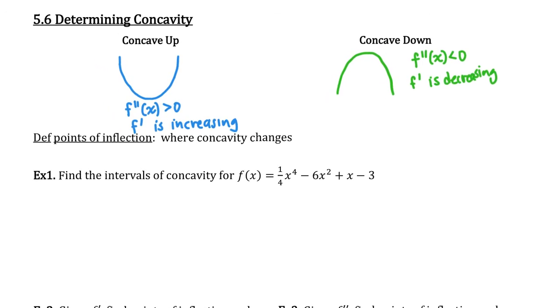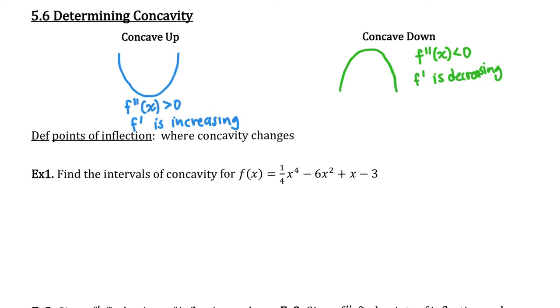Okay, we're going to try to find the points of inflection. Points of inflection are where the concavity is changing. So let me try to draw a graph. So if I drew something like this. Over here I see that it's concave up. Over here I see that it's concave down, concave up. The point where the concavity is changing is the point of inflection. So in this case, maybe around here, that would be the point of inflection, because that's where the concavity changed from concave down to concave up.